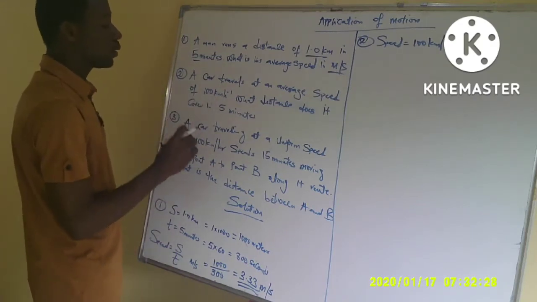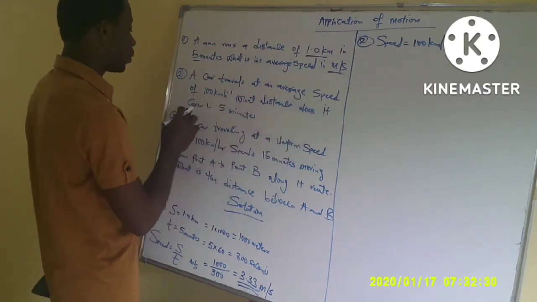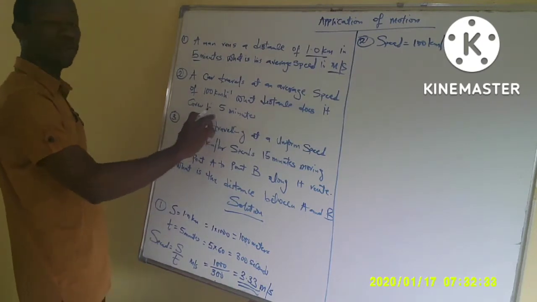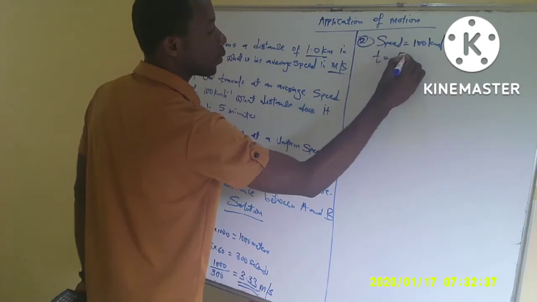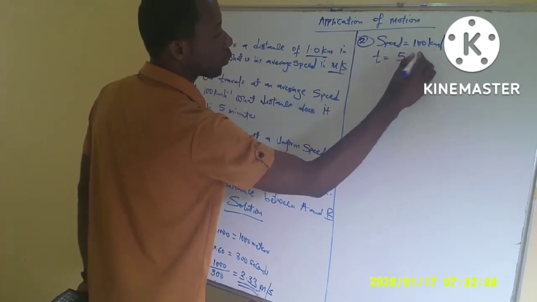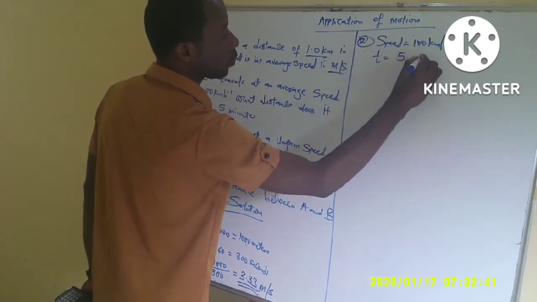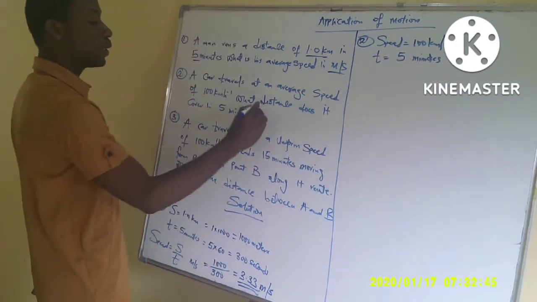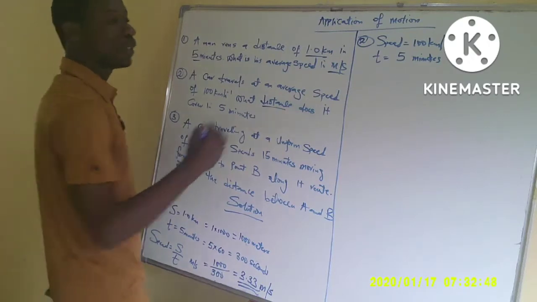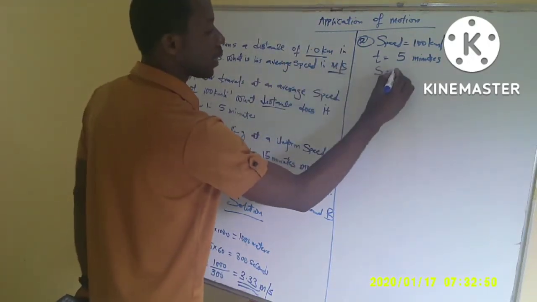Now, the question says, what distance does it cover in 5 minutes? Now, they give us time, 5 minutes. Time is equal to 5 minutes. Now, what do they ask us to look for? What is the distance? So let me represent the distance by x. We don't know the distance, x.